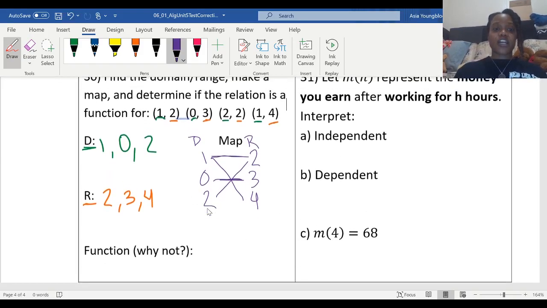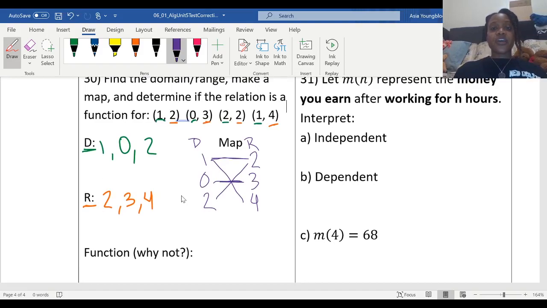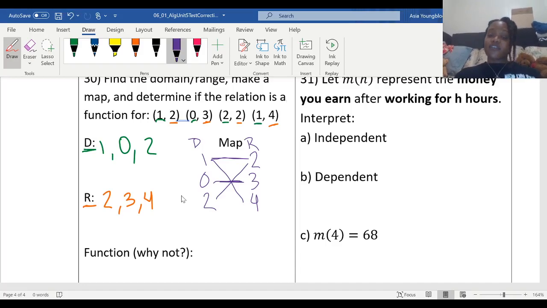Last question is whether or not it's a function. Remember, a relation is a function if every x value only has one y value. So that means if I plug in any x value into the function or into whatever rule we have, there's only one possibility that will come out.